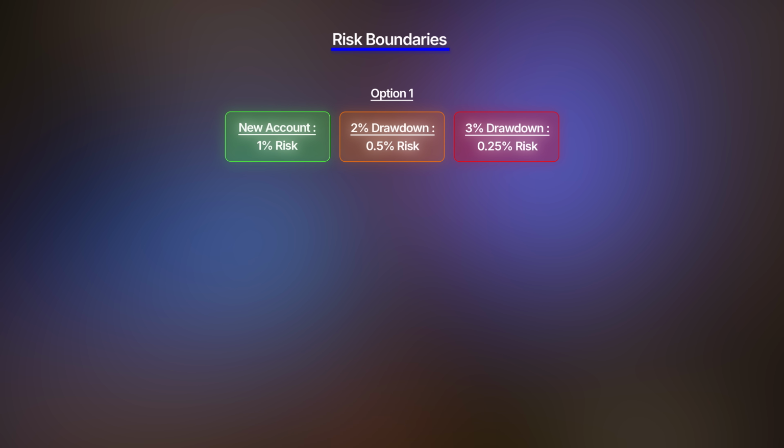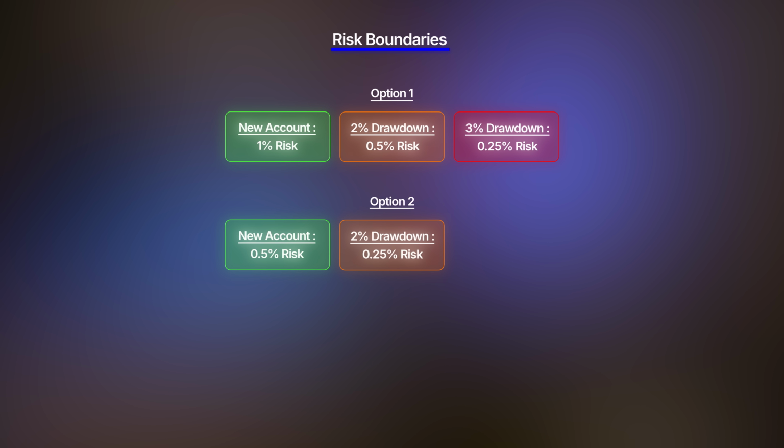Now, you can also change the initial risk. So let's say on your fresh account, you use 0.5% risk, which is also perfectly fine, which I would advise to start off with. Then at 2% drawdown, you can go into 0.25% risk. So the parameters just change, but determine those boundaries for yourself. So write down your own risk management plan.